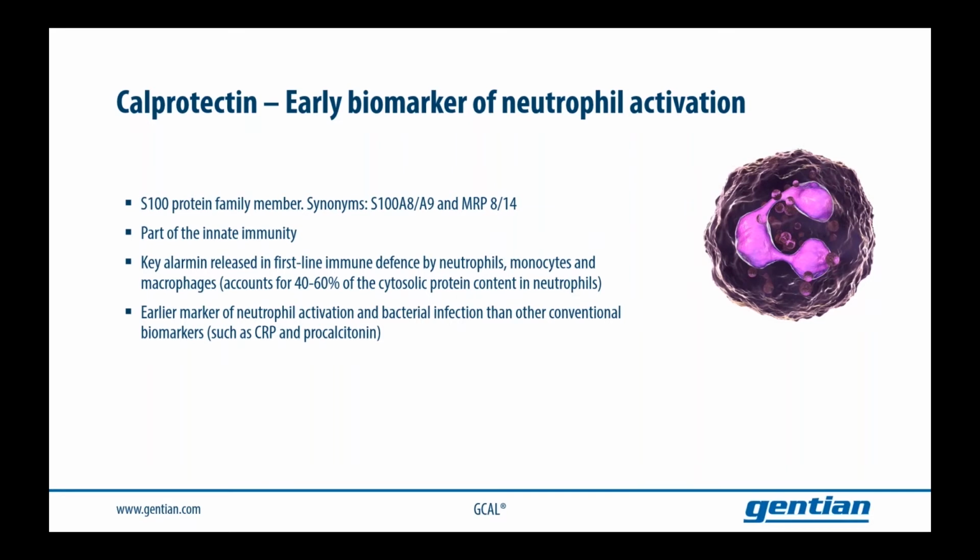So calprotectin belongs to a protein family called S100 protein family. It exists as a biologically functional heterodimer of two proteins, S100A8 and A9, also known as myeloid-related protein 8/14. Calprotectin is part of the innate immunity and is a key alarmin released in a first-line immune defense by neutrophils, monocytes, and macrophages. In neutrophils, calprotectin accounts for 40 to 60% of the cytosolic protein content.